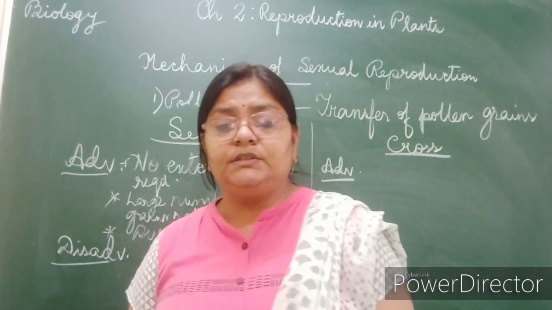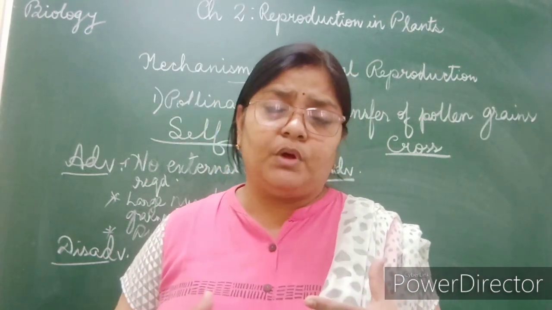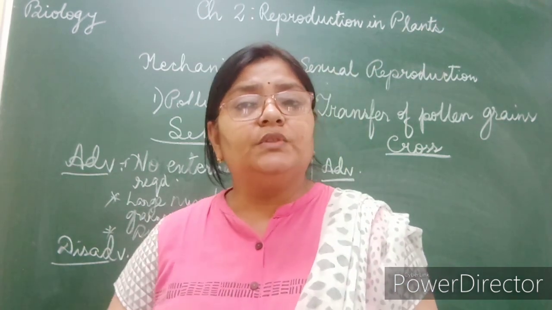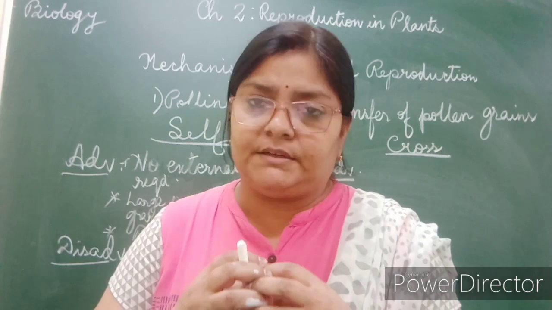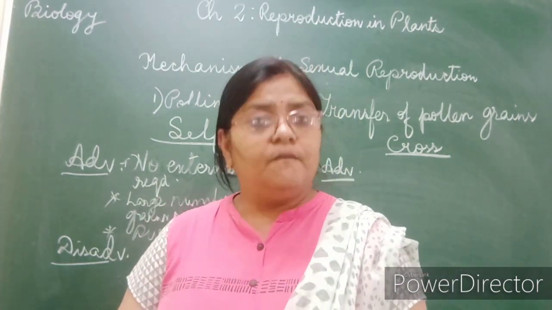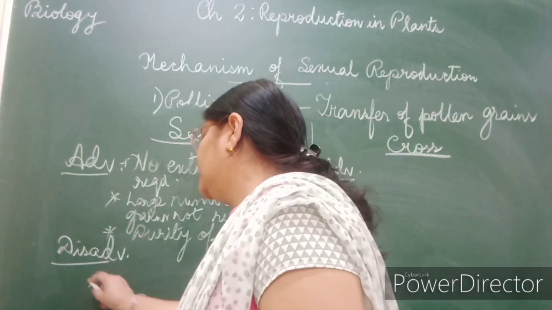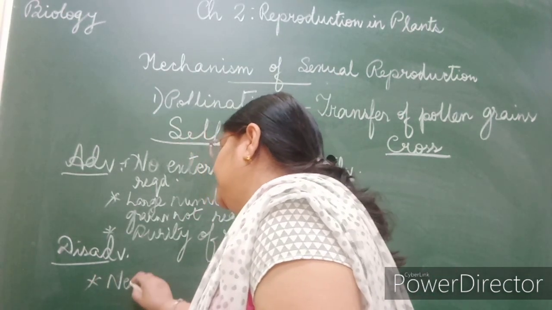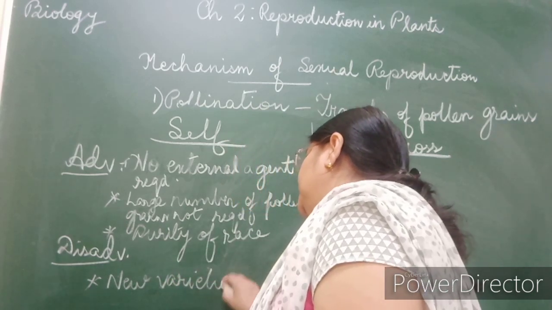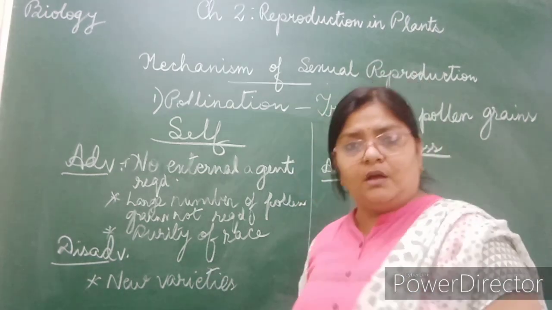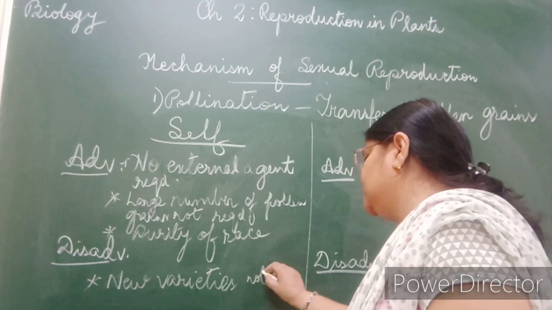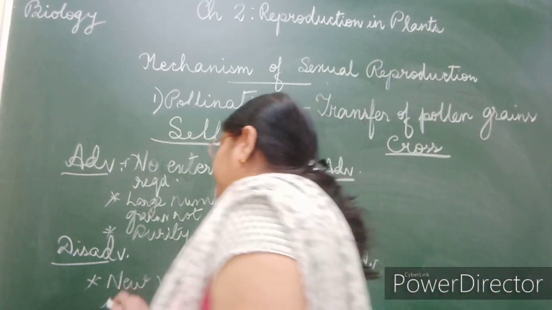Now talking about disadvantages. As in self-pollination the same flower's pollen grains are getting fused, there is no mixture of characteristics. Therefore new varieties cannot be formed. That is a disadvantage, isn't it? If there is a fusion of characteristics, there must be something better, something new coming out. So new varieties are not produced.